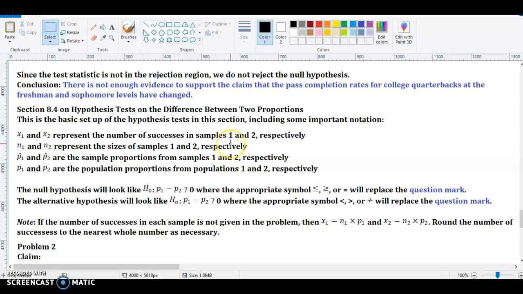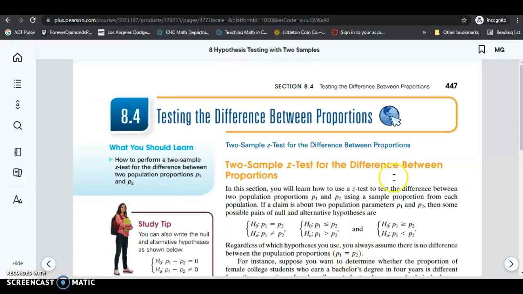Hello students, so we're going to go over some basic information in section 8.4 and then do at least one example in this video. If we don't finish that example in this video, we'll go ahead and finish it in the next video. Okay, so section 8.4 is about hypothesis tests on the difference between two proportions. Okay, and section 8.4 begins on page 447 of the book.